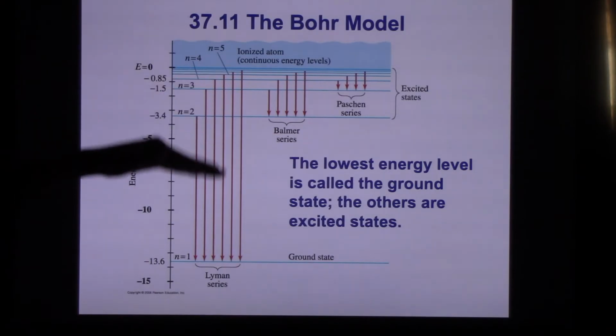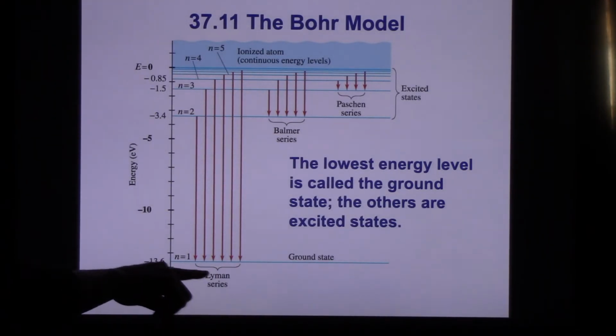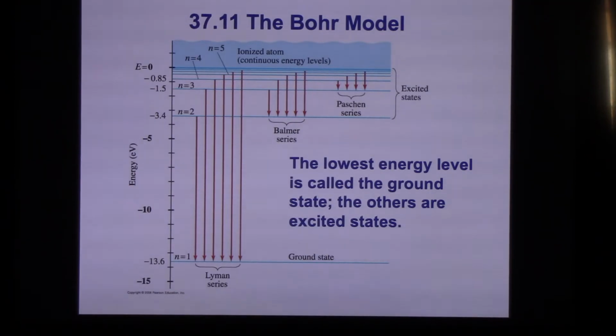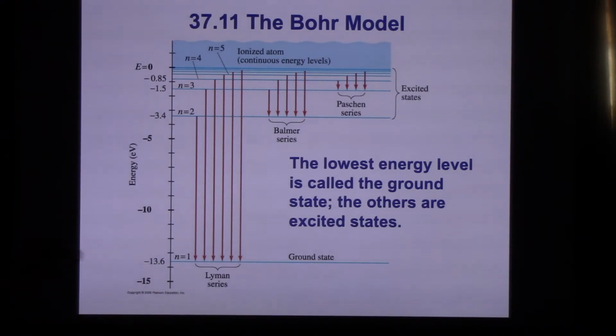From 4 to 1, 5 to 1, 6 to 1, 7 to 1, anything else dropping into state 1 is going to be somewhere between 10.2 and 13.6 eV, a fairly narrow range of energies. Those are all going to be in the ultraviolet.